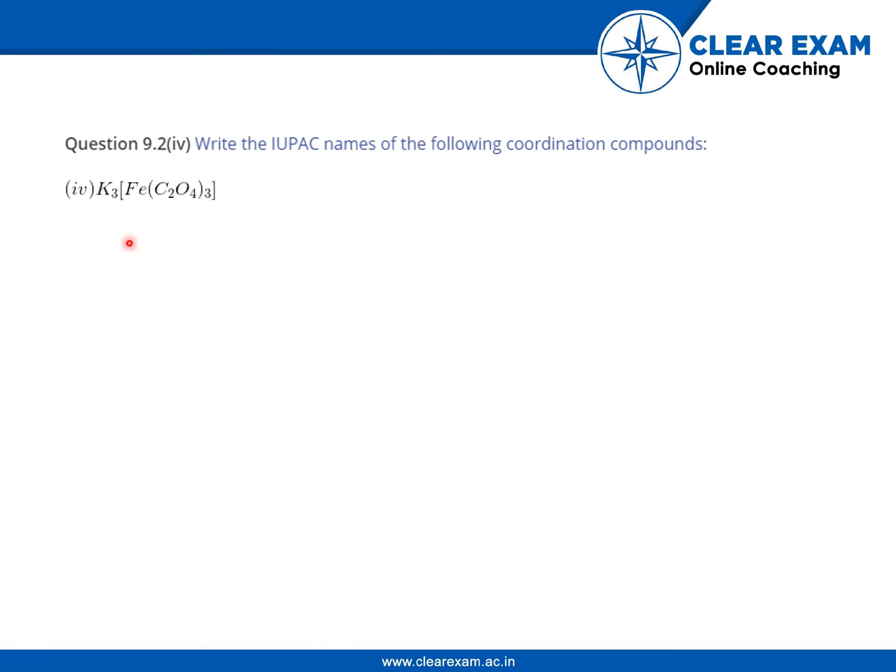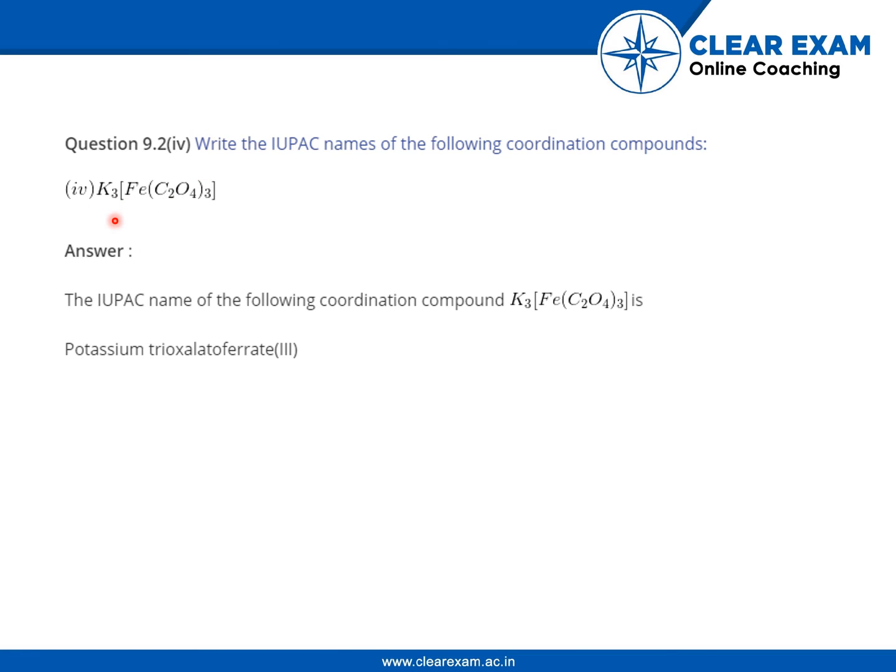Now this is a similar question. Again, potassium. The C2O4 is basically written as oxalate, so the ligand is oxalato, trioxalatoferrate. Since C2O4 has minus 2 charge, three of them give minus 6. The minus 6 charge is coming from C2O4, and the complex has minus 3 charge, so Fe will contribute plus 3. So this will be the name of the coordination compound.